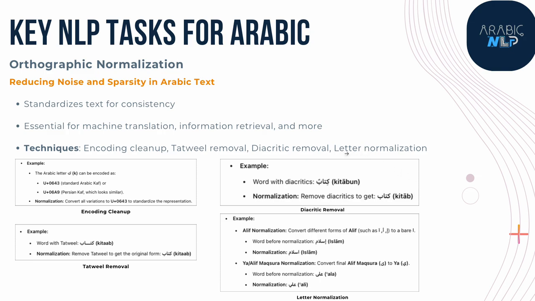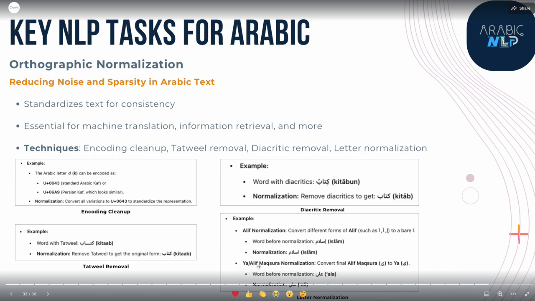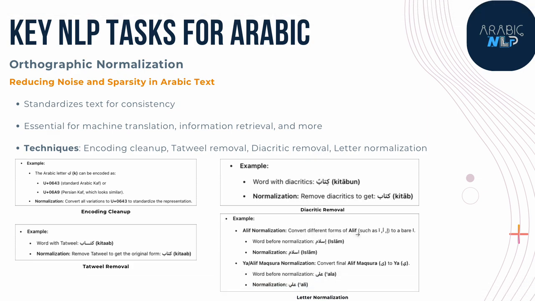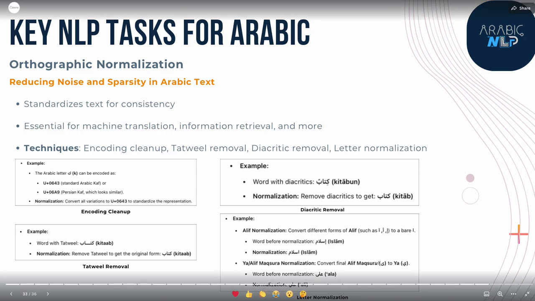Lastly, we have the letter normalization, and we can see we have the alif normalization and the ya or alif maqsura normalization, and I have talked about this previously. So we convert different forms of alif, so we have this one and this one to this one, without any hamza or madda. Okay, so this is the word before normalization and this is after. Even for this one we're converting this to ya, which includes the two dots.